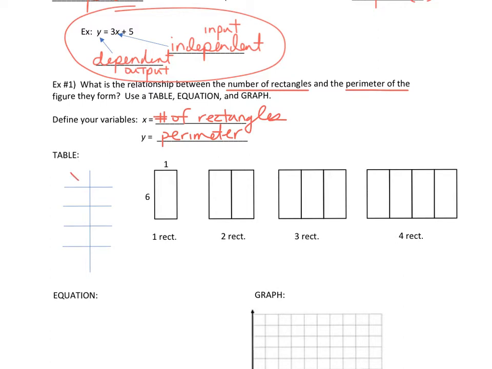So we're going to do this several ways, sometimes with a table, sometimes with an equation, sometimes with a graph. We're going to do all 3 of those right now. But here's what I want you to see, okay? This is essentially 4 different setups.